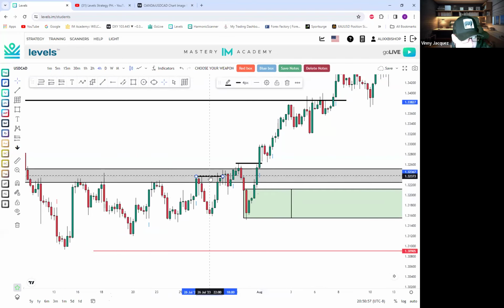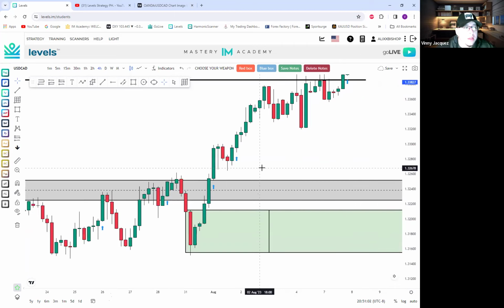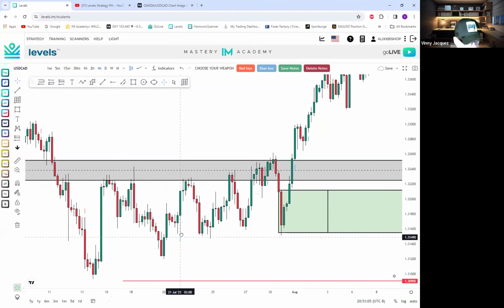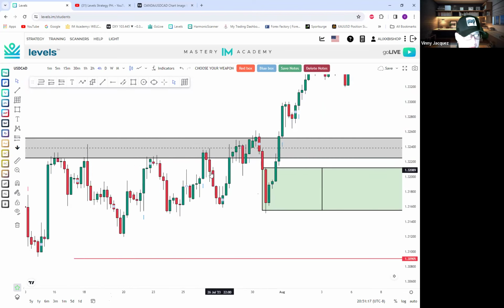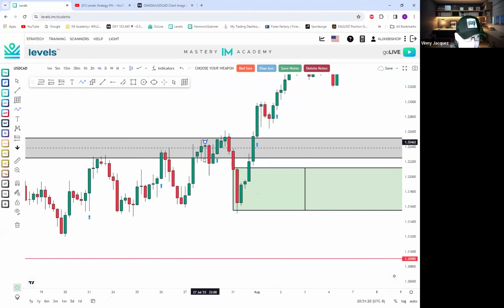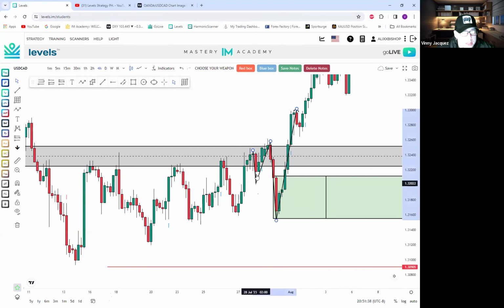Not only that, guys. Look at how clean this structure looks, in my opinion. Like, yes. Let's just look at this real quick, guys. Look at how ugly this structure is right here. But right before it takes off, look at how clean it gets. Do you guys see that? Ugly structure right here. Now, we finally get some clean structure.